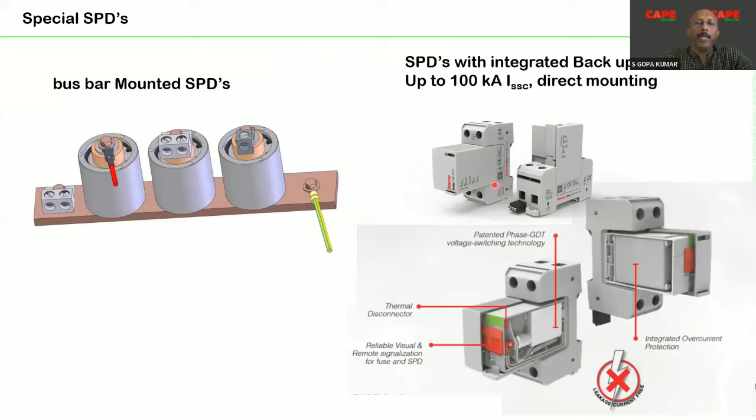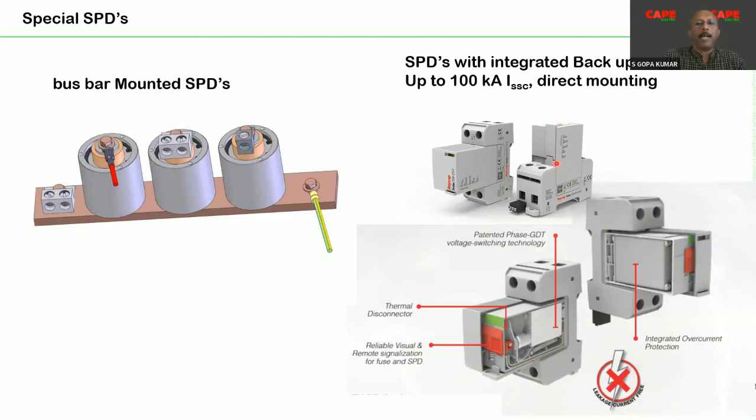Integrated backup fuse means this is a type 1 and type 2 SPD which has a backup fuse inside. An integrated overcurrent protection means you don't require an additional backup fuse, provided your expected short circuit current is less than 100 kiloampere for 1 second. Under that condition, you don't need any backup fuse.